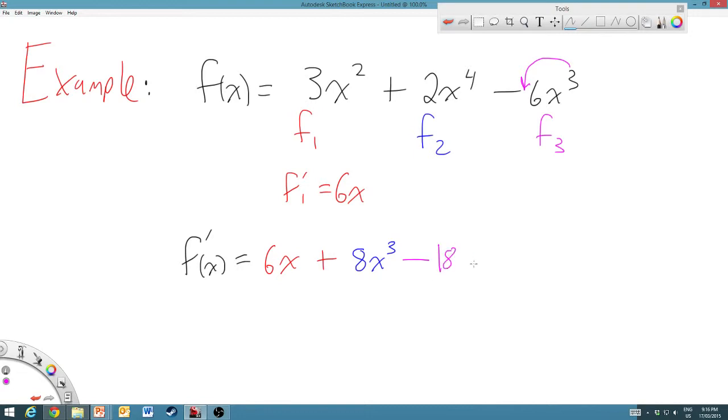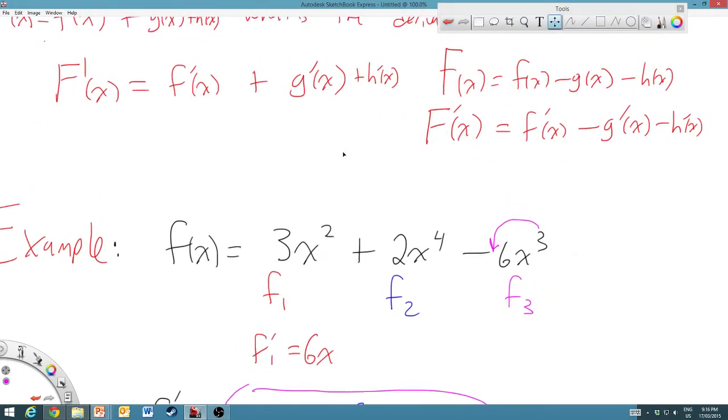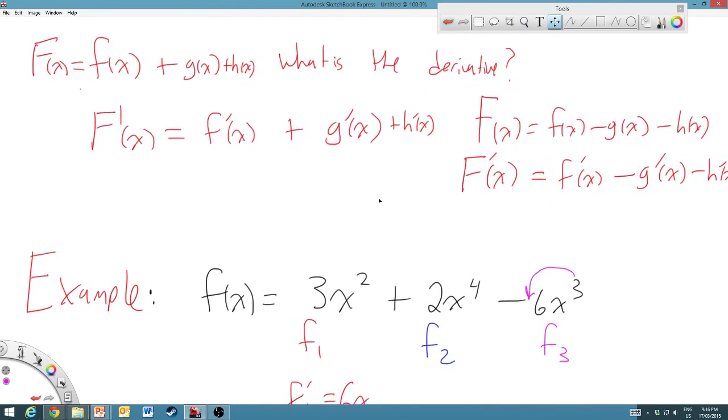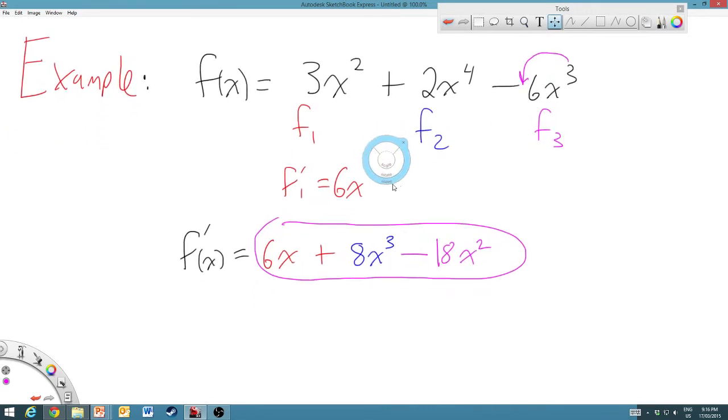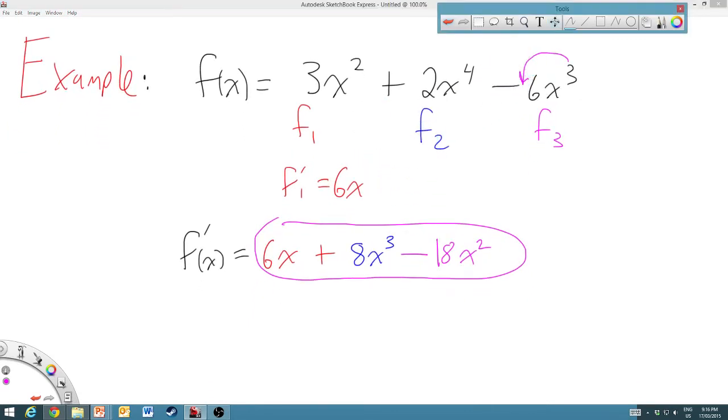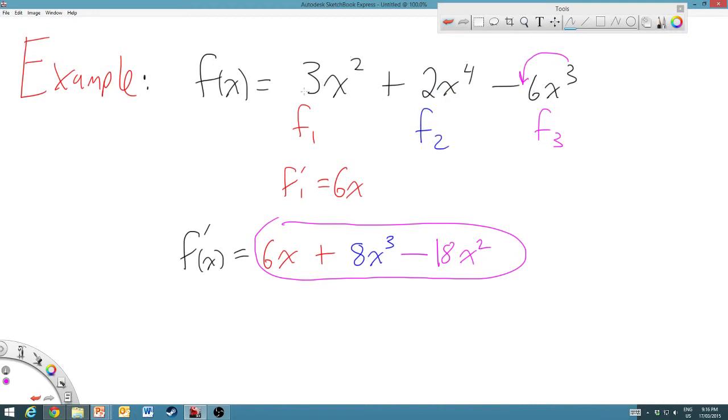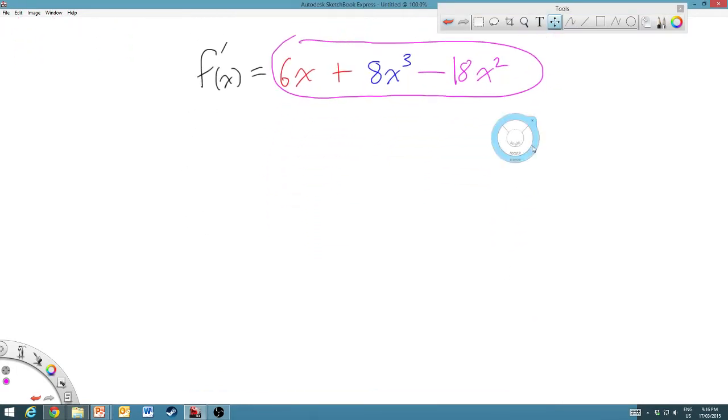This will be 18x, and then we subtract 1 from the power, it will be 18x squared. Okay, and there we go. So this here is the derivative of this equation. And again, we're just using the fact that if I have addition of functions, the derivative ends up just being the addition of the derivatives of each individual function. And it helps with polynomials, especially if you just think of each term of the polynomial as its own separate function. Alright, let's do another one.